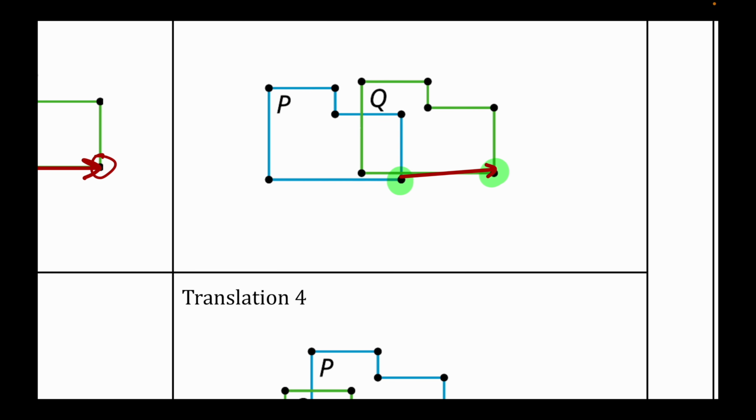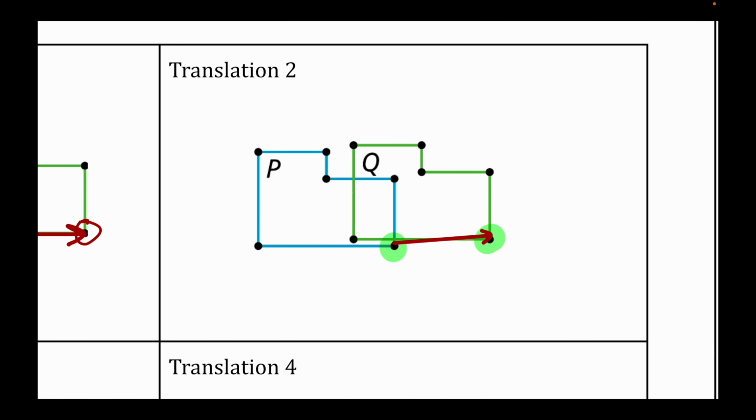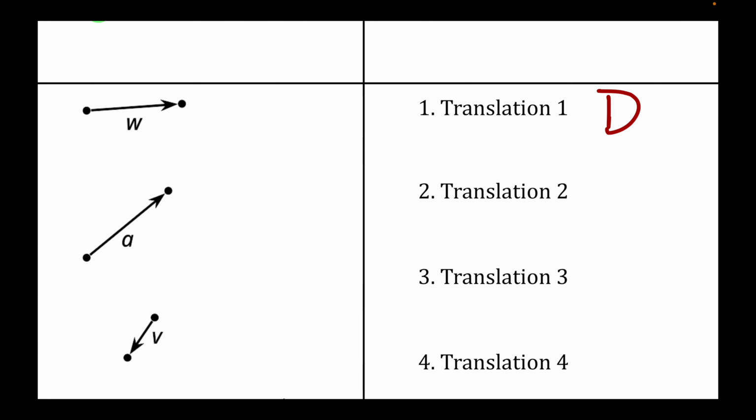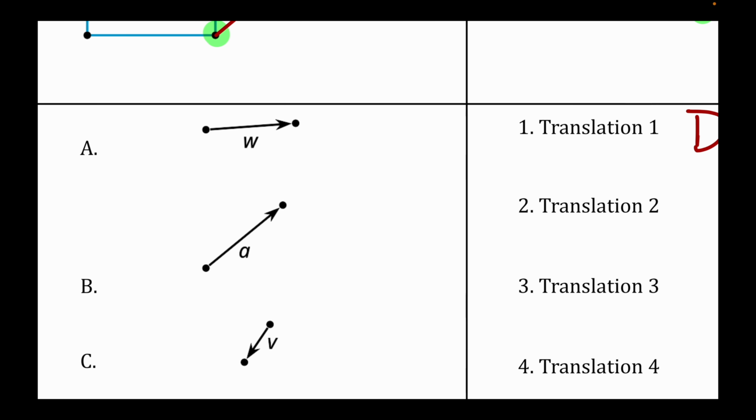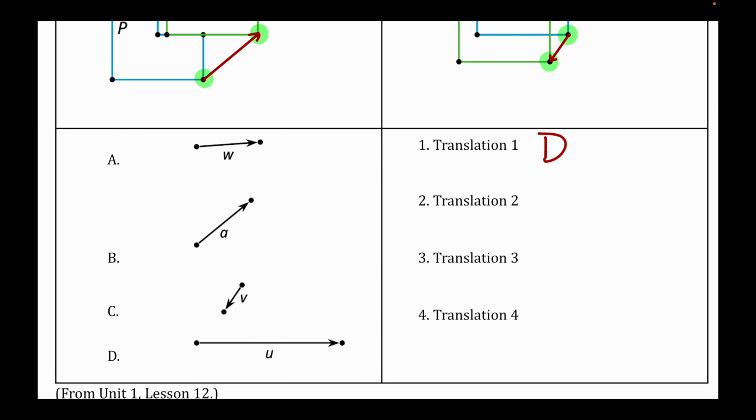So translation 2, this one is to the right. It's mostly horizontal, but it's a little bit elevated. So that one looks to me like W here at the top. So translation 2 is going to be choice A.